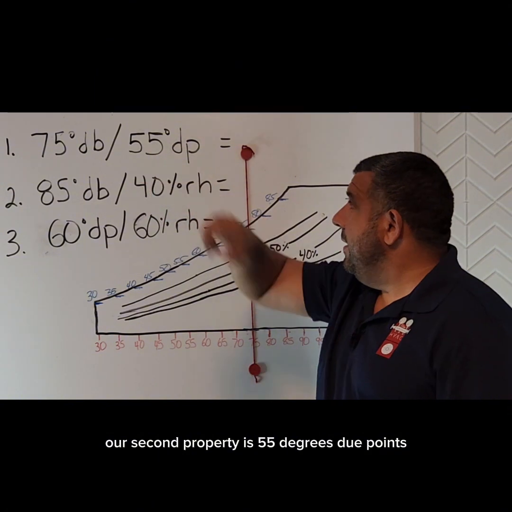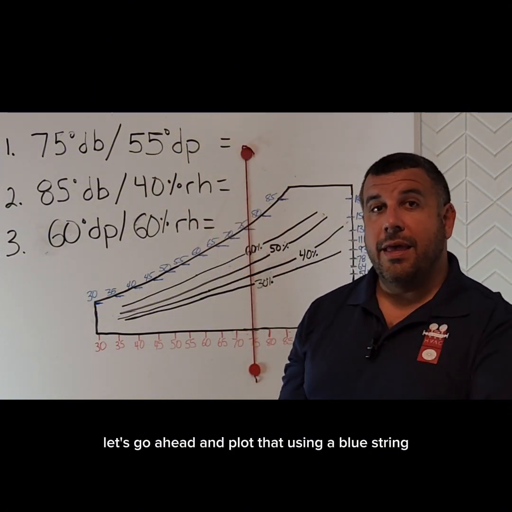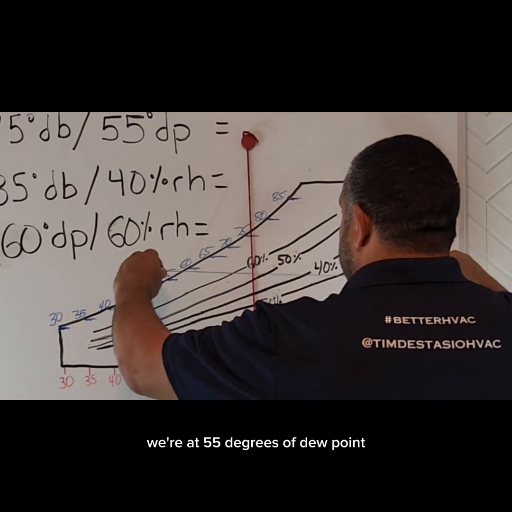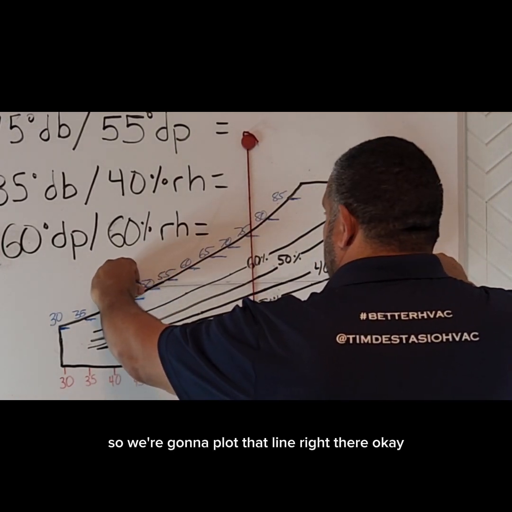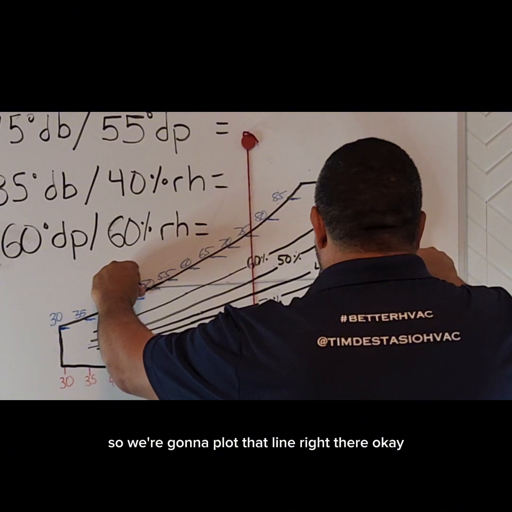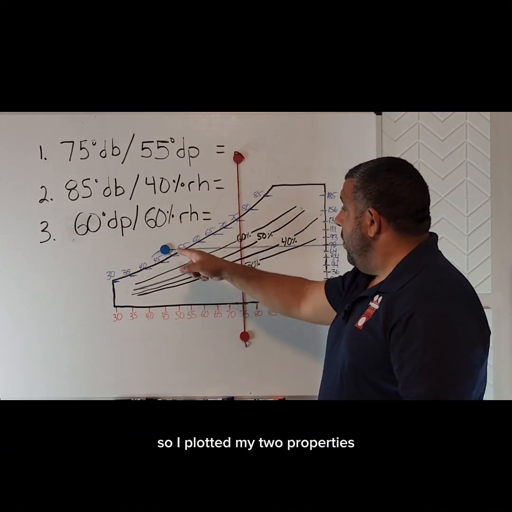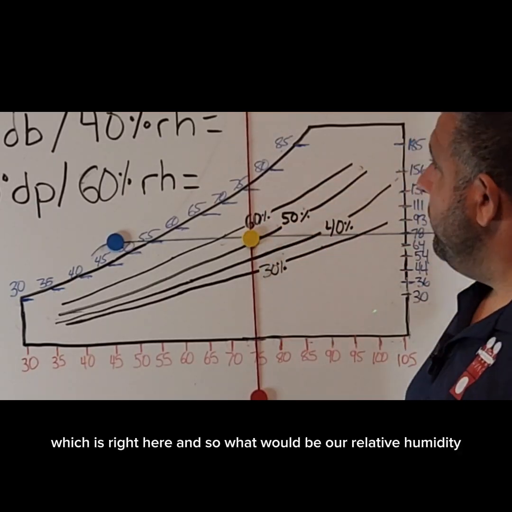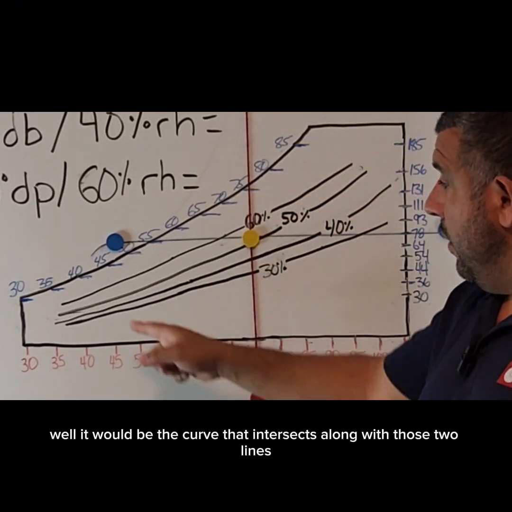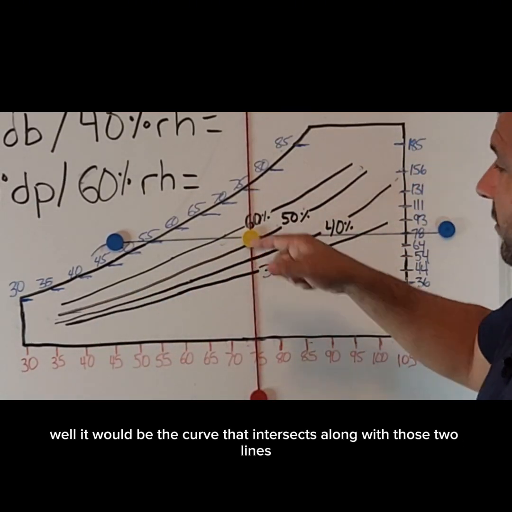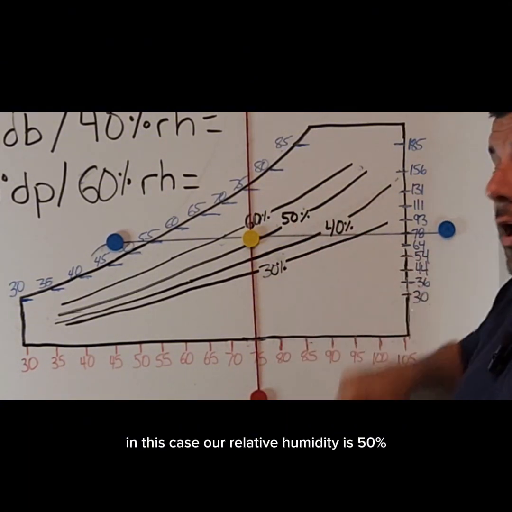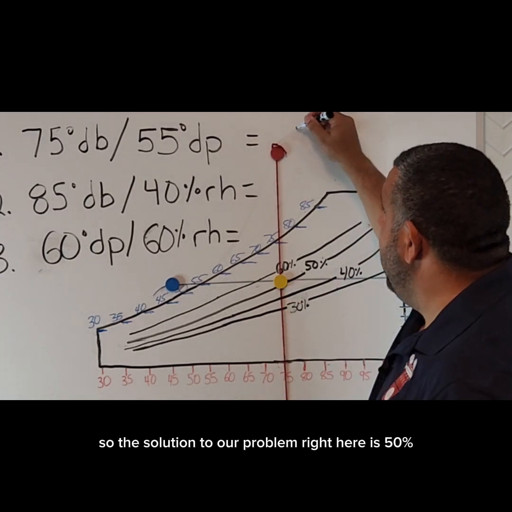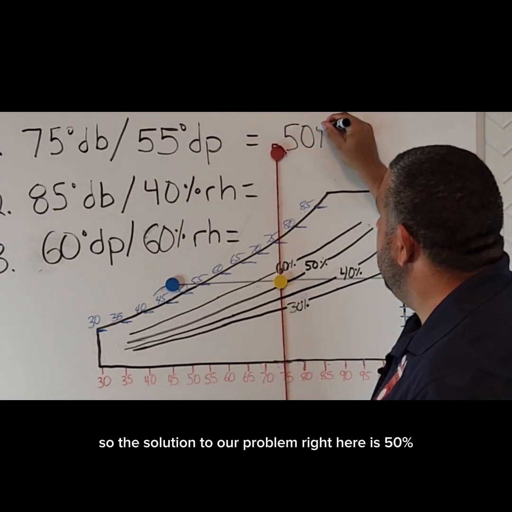Our second property is 55 degrees dew point. So let's go ahead and plot that using a blue string. We're at 55 degrees of dew point, so we're going to plot that line right there. Okay, so I've plotted my two properties. Where they intersect is my operating point, which is right here. And so what would be our relative humidity? Well, it would be the curve that intersects along with those two lines. In this case, our relative humidity is 50%. So the solution to our problem right here is 50%.